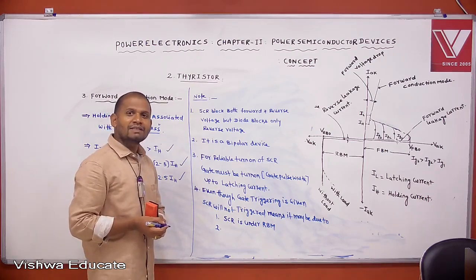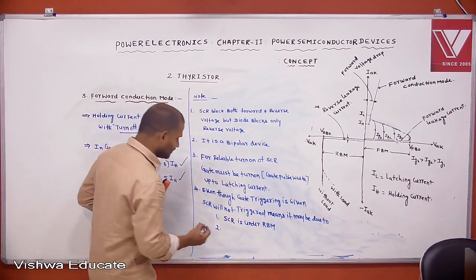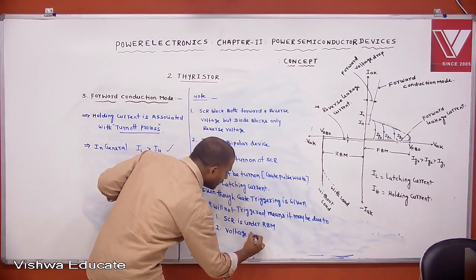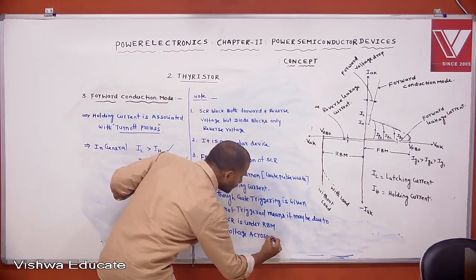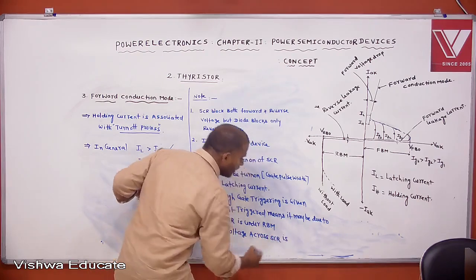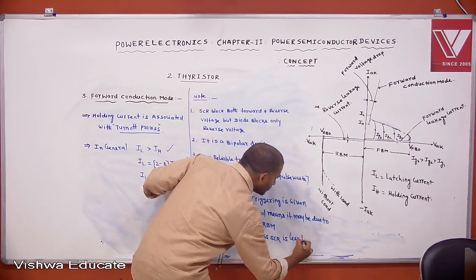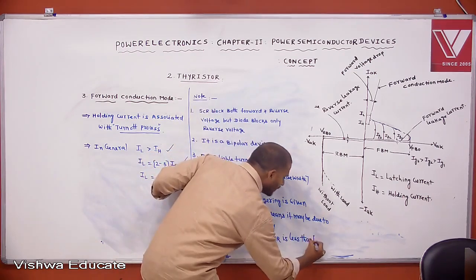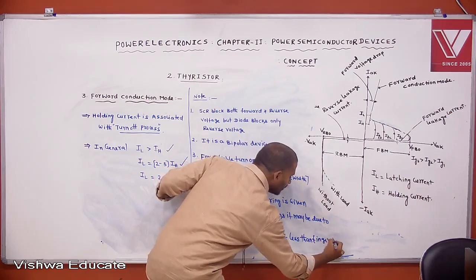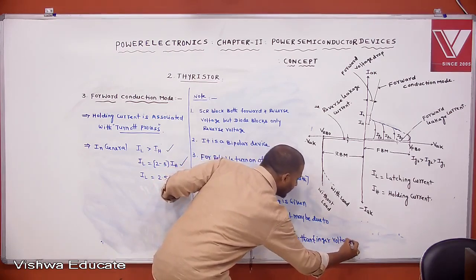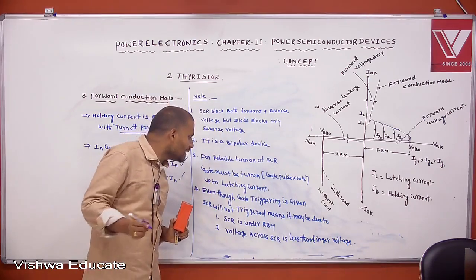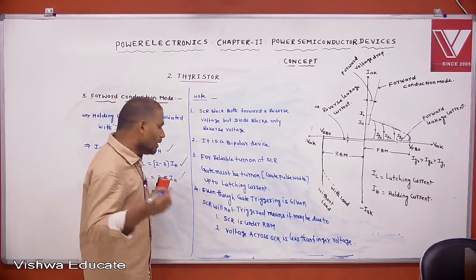Voltage across the SCR is less than the finger voltage. That is not sufficient forward voltage. If it is not triggered, maybe it is due to these reasons: voltage across SCR is less than finger voltage. You tell me another reason.